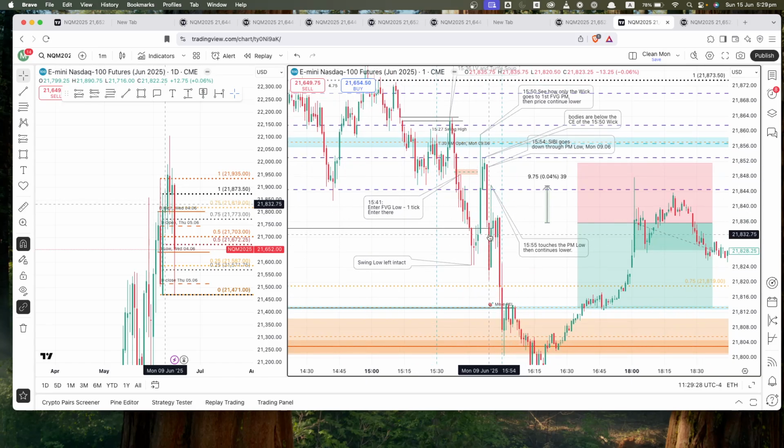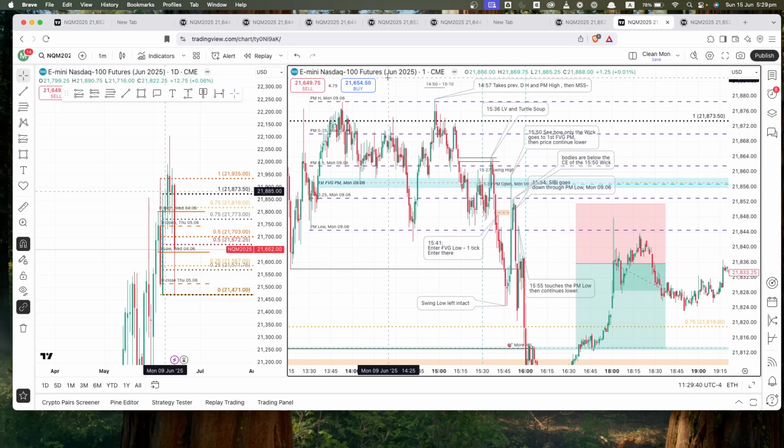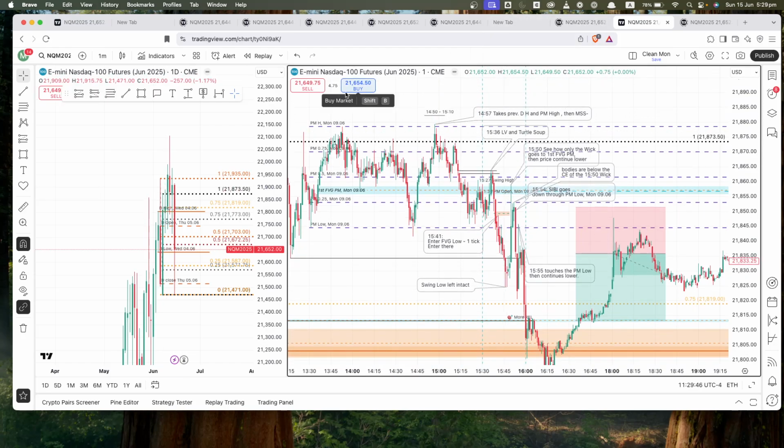We have this CE over here, so we can enter. Notice how this is also the PM low range. Price just goes a little bit above it. Yeah, so this would be the setup for Monday. Now let's see Tuesday setups.